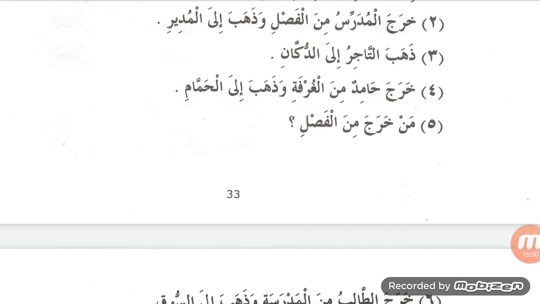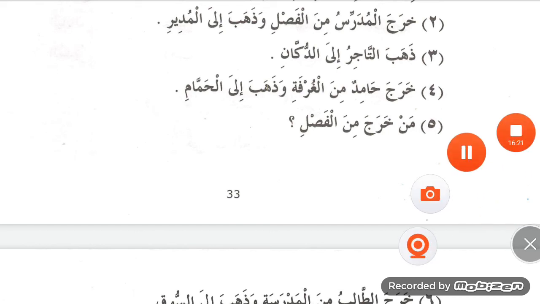Al-mudarris is the fa'il, the doer of the action, and the fa'il will always be marfu', i.e. its ending will generally be, the final letter will have a dhamma. This is the sign of rafa'. So kharaj al-mudarrisu min al-fasli, the teacher left from the class. وَذَهَبَ إِلَى الْمُدِيرِ, and he went to the principal.